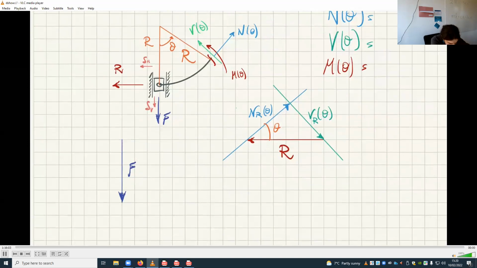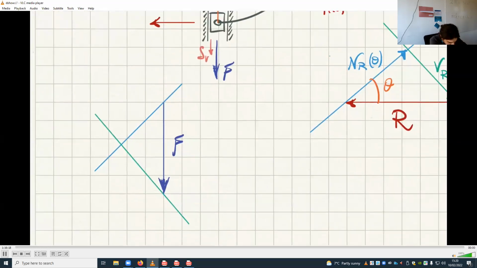And so we have N, let's say this component here in the direction N, and this component here in a direction perpendicular to N. We must make sure that these chase each other around. Okay, so this is NF of theta, and this is, of course, VF of theta.